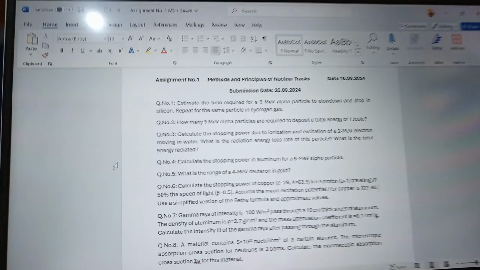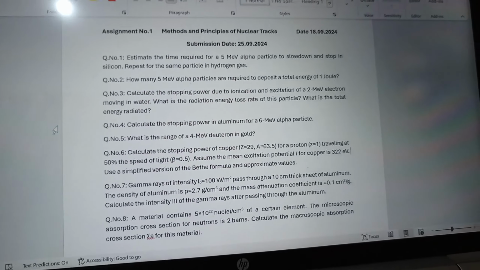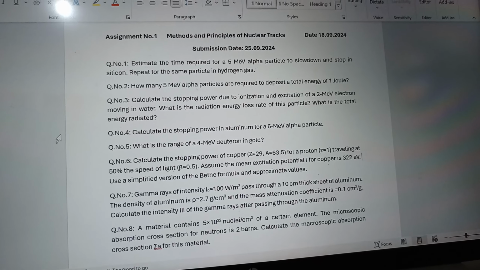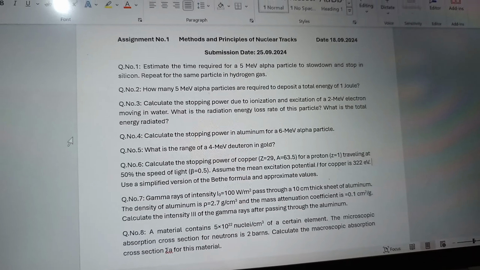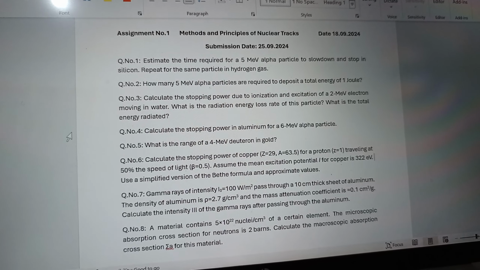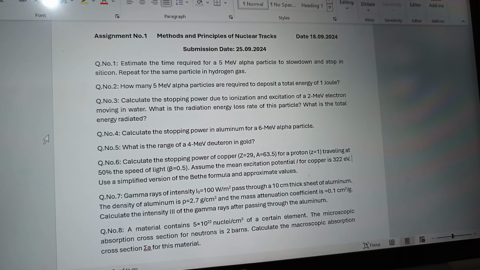So that's all for today. This is our assignment number 1 of Advanced Methods and Principles of Nuclear Tracks, which we solved today. These are a total of 8 problems. We all did this. So that's all for today.